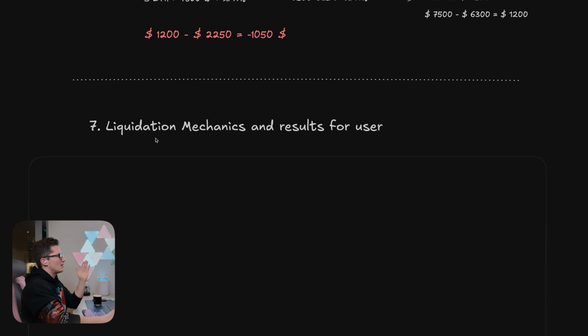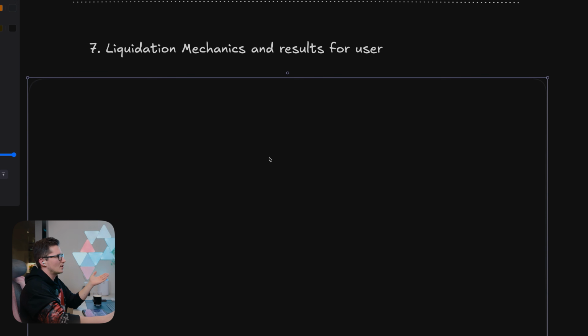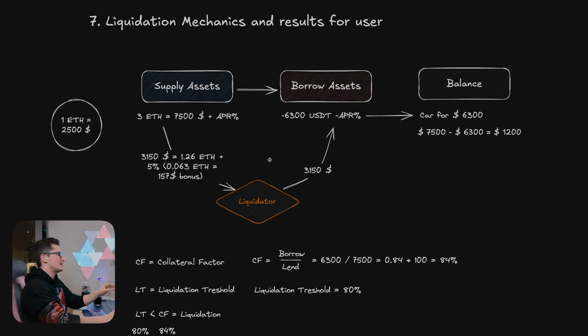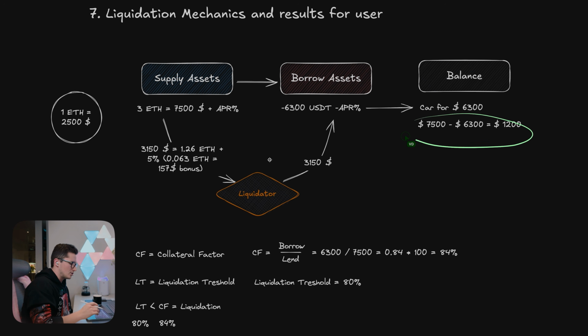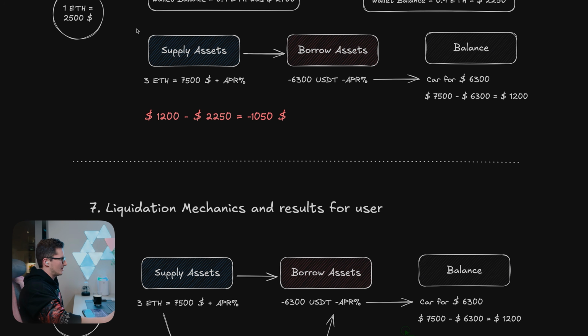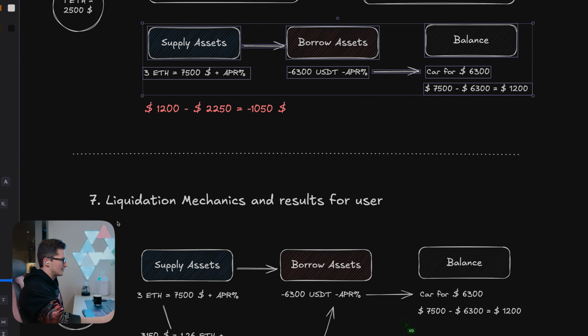I will explain right now how the actual liquidation mechanics work and what the results are for the users. That looks a bit more complicated than the previous one, but it's okay, no worries. The same: 1 ETH costs $2,500. Supply assets, it was 3 ETH, right now it's 3 ETH. It costs 7,500 plus some APR, borrowed assets minus 6,300 minus some APR, and that's the same as what we have here. This is the copy.